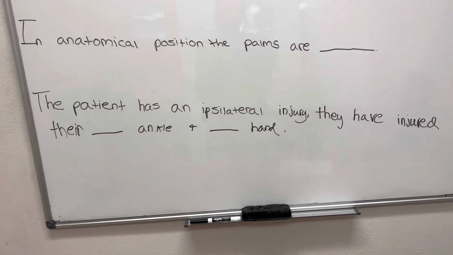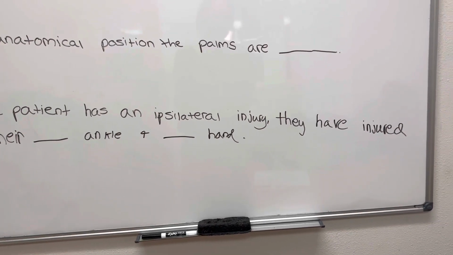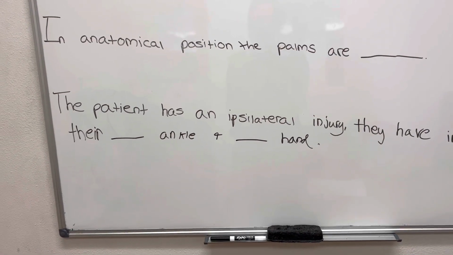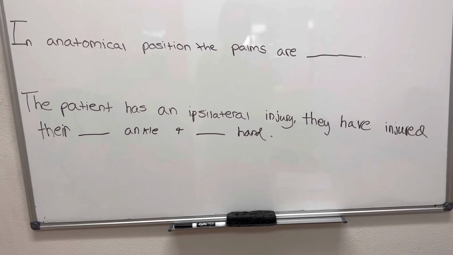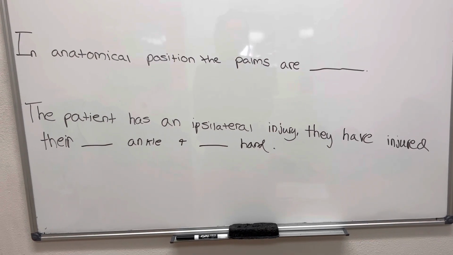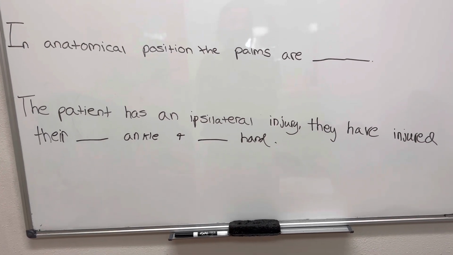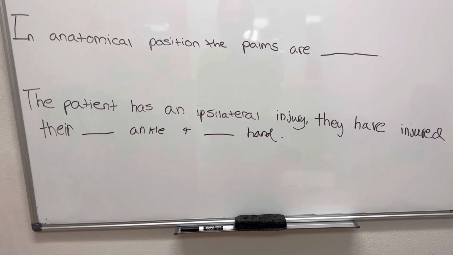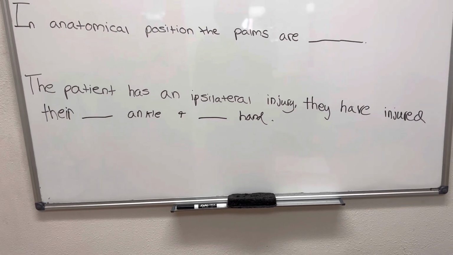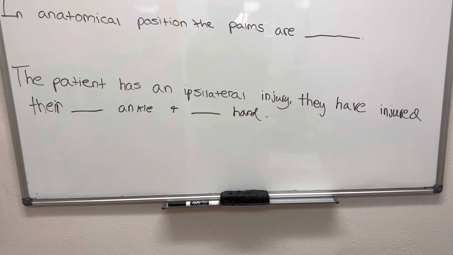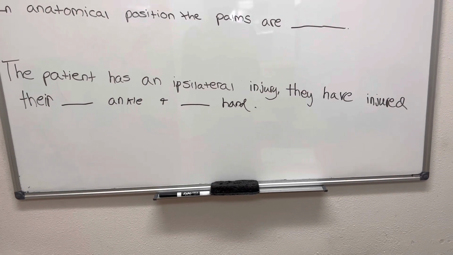Now the last one down here, a little diagonal, but that's okay. The patient has an ipsilateral injury. They have injured their blank ankle and their blank hand. All right, I'm gonna give you guys a second. If you answered the left ankle and the left hand, you would be correct. If you answered the right ankle and the right hand, you would be correct. However, if you answered the left ankle and the right hand or the right ankle and the left hand, you would be incorrect. Ipsilateral means the same side.